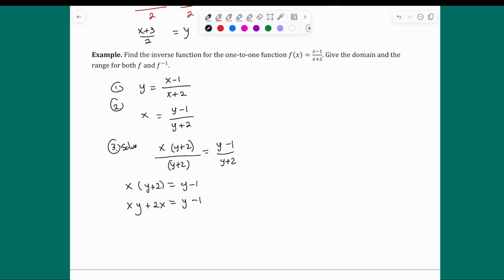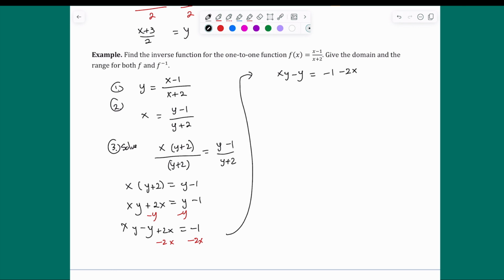All right, and our goal is to solve for y. So I'm going to subtract y on both sides here to get xy minus y plus 2x equals minus 1. I'm going to go ahead and subtract 2x on both sides there to get xy minus y equal to minus 1 minus 2x. And on the left side, you can see we have xy minus y, which has a y in common, so we'll go ahead and factor out a y. So I have x minus 1 times y equals minus 1 minus 2x.